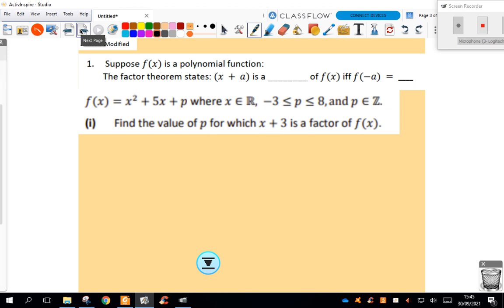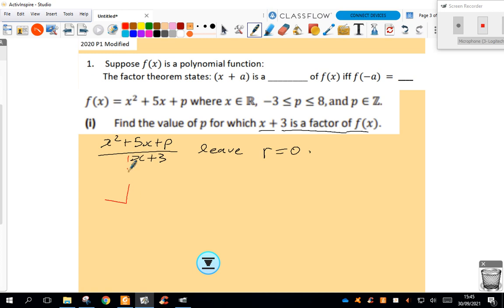Another approach, somebody in the class was using synthetic division. So what they said, well, if x plus 3 is a factor of f of x, well then dividing x squared plus 5x plus p by x plus 3 will leave a 0 remainder. We'll leave a remainder of 0. So what they did was they used division. And you can use synthetic division here, since we're dividing by a single x plus 3. It's a linear binomial with a leading coefficient of 1.